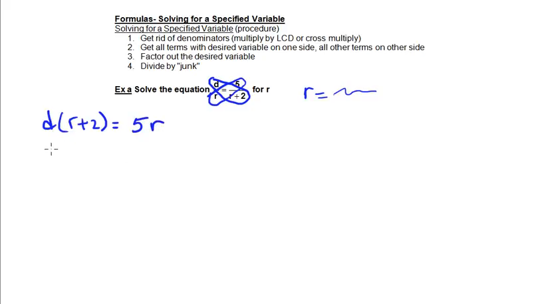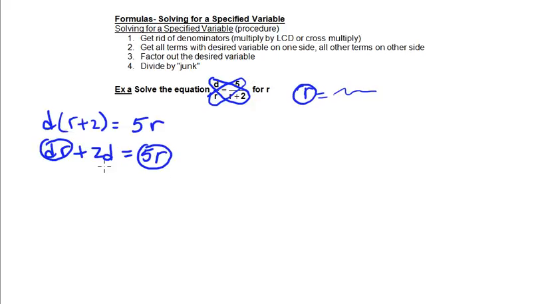And let's simplify this. d times r gives us dr plus 2 times d, make that 2d, is equal to 5r. And we always want to keep in mind what our eventual goal is, that is to get our r on one side of the equation. So we're looking here at this term, the 5r has an r in it, and the dr also has an r in it. Step 2 says get all terms with the desired variable on one side and all the other terms on the other. So we want to put our r's together.